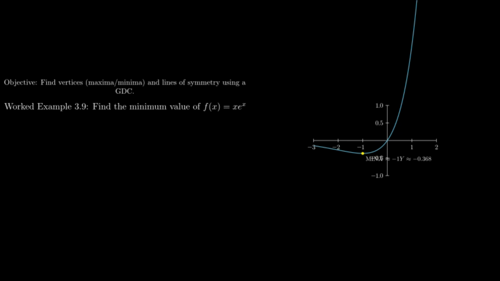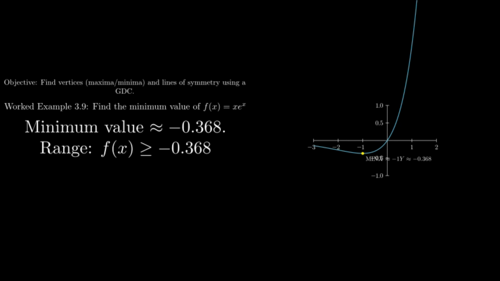Using the minimum feature, the calculator finds the vertex at approximately x equals -1 and y equals -0.368. This y value is the minimum value of the function. Since -0.368 is the lowest value the function ever reaches, the range of the function is all y values greater than or equal to -0.368. The minimum value directly tells us the lower bound of the range.